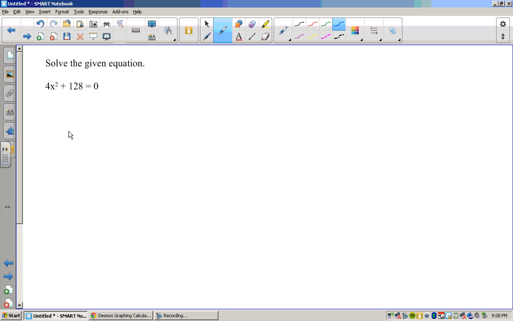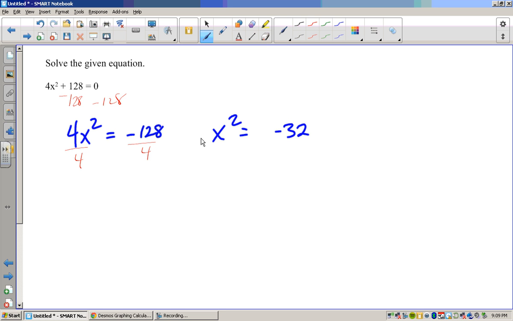So we're going to solve these just like we'd be solving for x, but we have to take a square root at the end. So we'd start here by subtracting 128 from both sides. And that would give us 4x squared equals negative 128. I divide both sides by 4, so you get x squared equals negative 32. Now to finish solving this, to get rid of the squared, we take the square root of both sides. So we have x equals plus or minus the square root of negative 32.